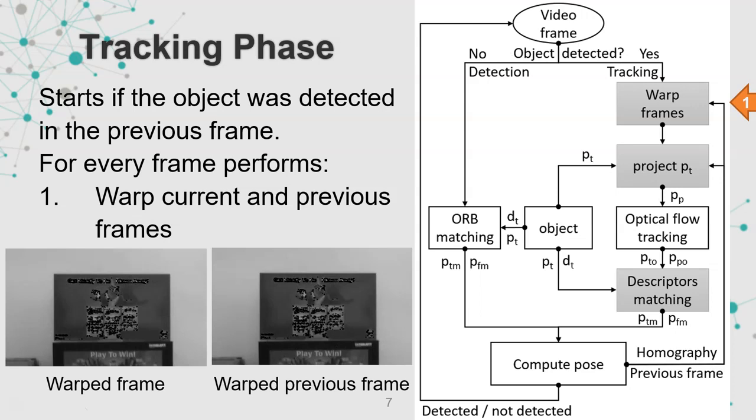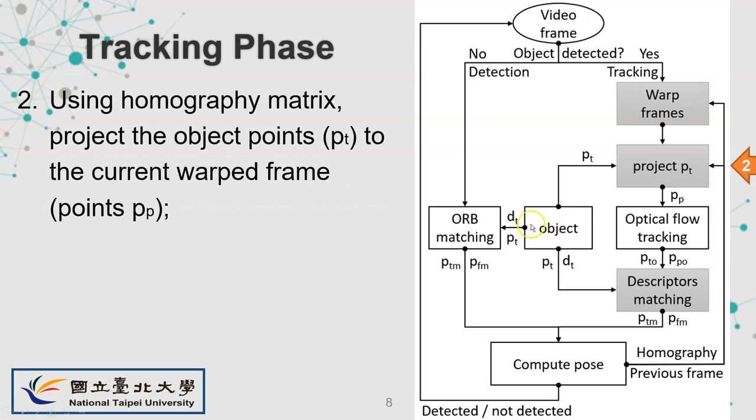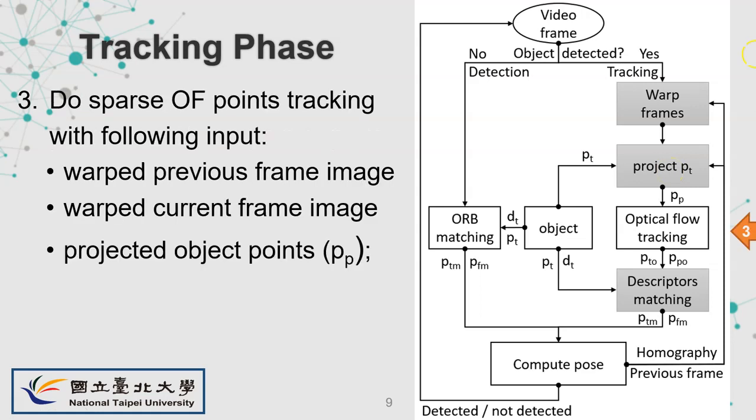For every frame in the tracking phase, the following steps are performed. First, using the homography matrix, warp the current and previous frames so that the detected object is located in the center of a frame and is of the same size as the original object image. Second, using the homography matrix, project the object points to the current warped frame. Next, do sparse optical flow point tracking with the warped previous frame and warped current frame as input images and projected object points as input points.